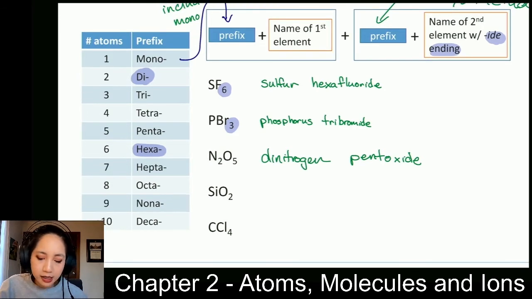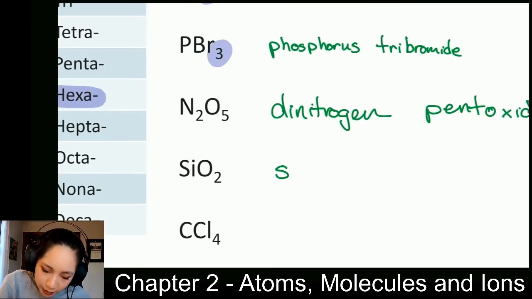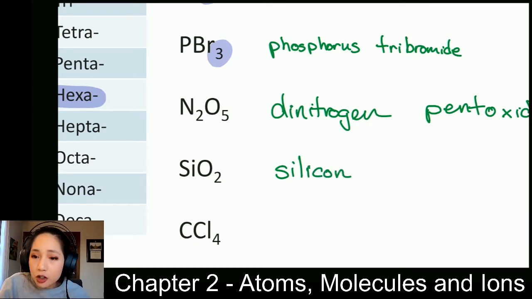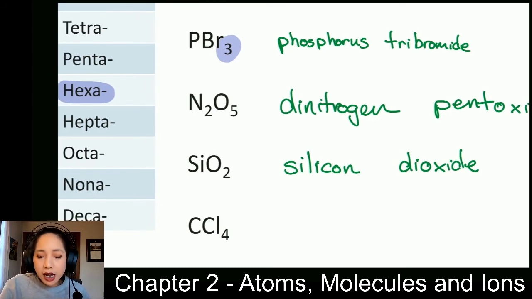Okay, next, silicon and oxygen. Silicon, we just name that. It's mono, so we don't include it. Silicon. Oxygen becomes oxide, and there's 2 of them, so it's dioxide, silicon dioxide. Note that SiO2 looks similar to CO2. Remember how we named CO2? That was carbon dioxide. So you would expect SiO2 to have a similar structure and name, silicon dioxide. You can draw comparisons there.